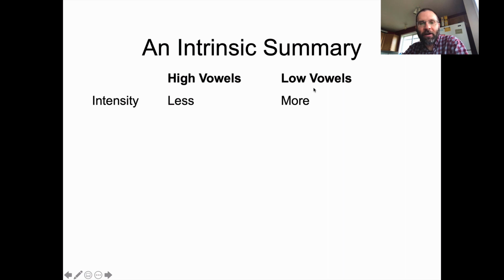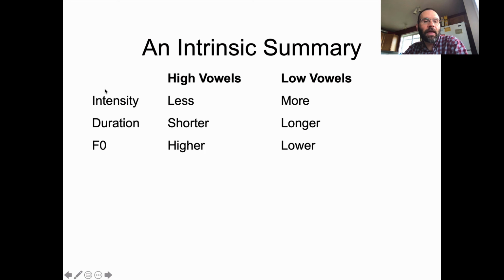If you open up your mouth a lot for a low vowel, there's more room for the air to get out, and so that's going to give you more intensity. If you produce a low vowel, it takes you a little bit longer to get your jaw down to the target than it does for a high vowel like E. So because it takes a little bit longer, low vowels will tend to be longer than high vowels. And then for F0, we get a pattern where the high vowels tend to be higher than low vowels because of the fact I just mentioned a second ago.